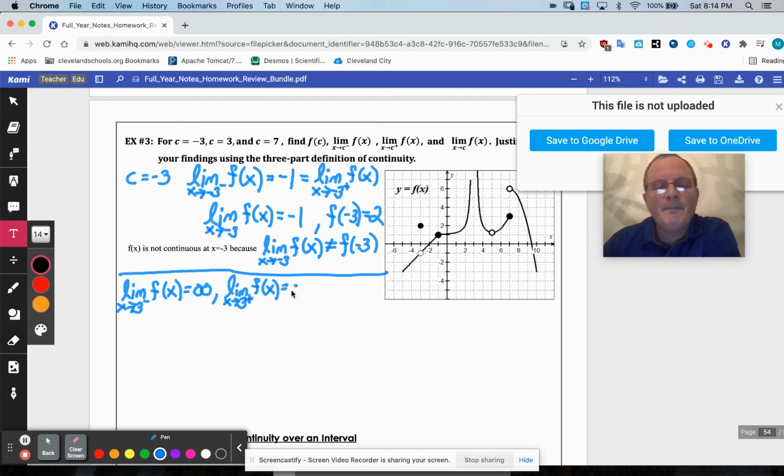from the right is also infinity. But because of those two, we can't determine between the two infinities. That means the limit itself does not exist. It does not exist. I'm just going to keep going across here. And also, f of 3 does not exist.